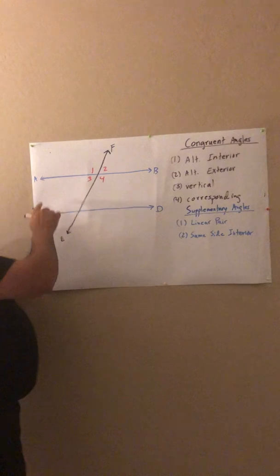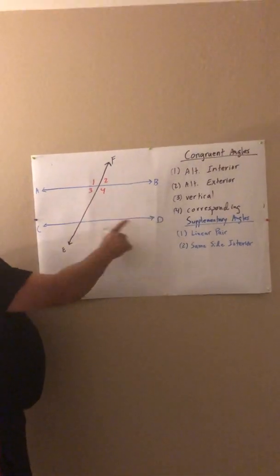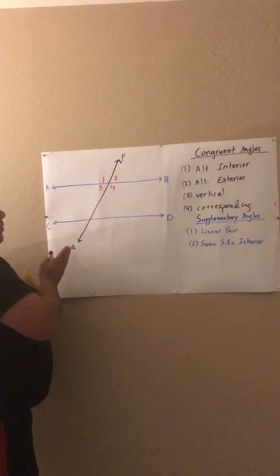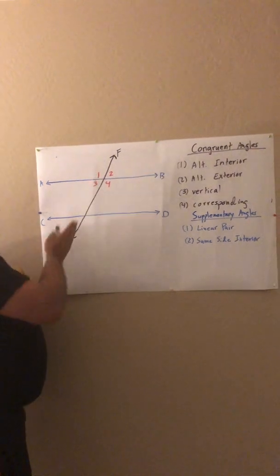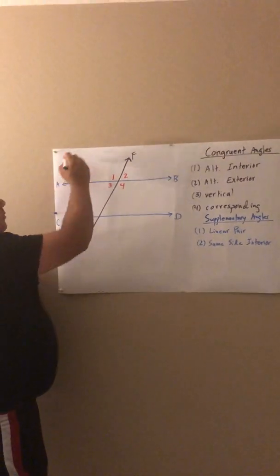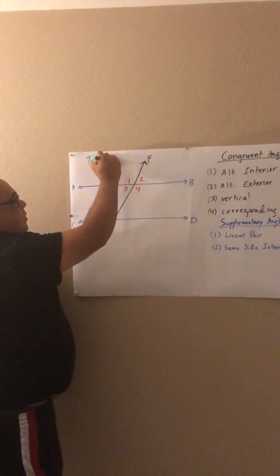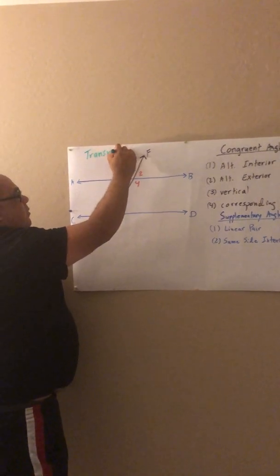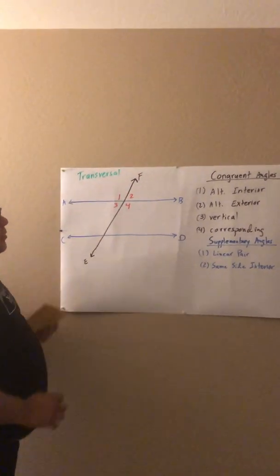So we have two parallel lines right here, A, B, C, D. These two lines are parallel to each other. EF is called a transversal. A transversal is just a line that cuts across two other lines, okay?